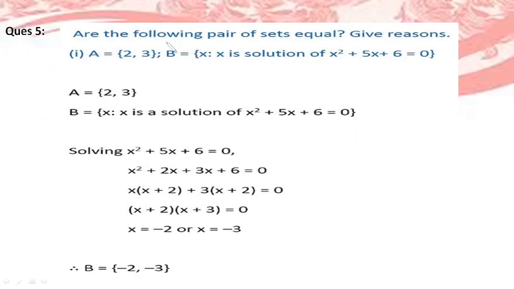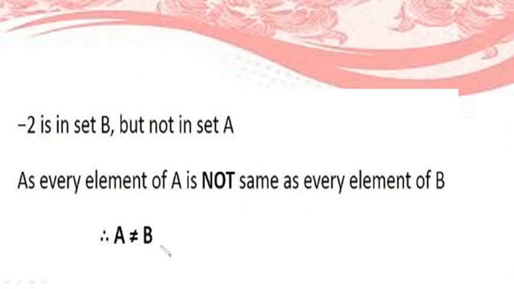Now question number 5. Are the following pairs of sets equal? Give reasons. Set A is given as 2, 3 and set B is given in set builder form. So first of all, we will convert this set builder form into roster form by solving this equation. We can use middle term split. Everybody is well aware what middle term split is, and the answer is -2, -3. So set B is ready, -2 and -3, and set A was 2 and 3. Are they equal? No, definitely none of the elements is the same. So it means both these sets are also not equal.